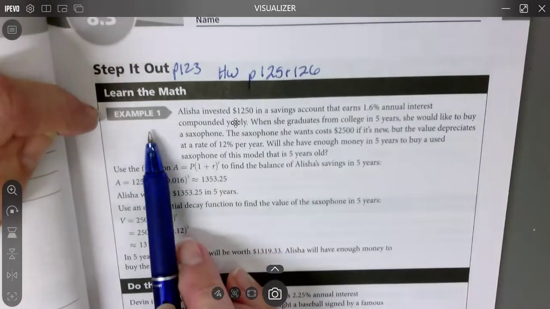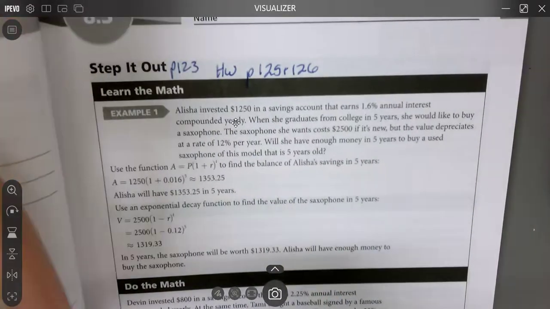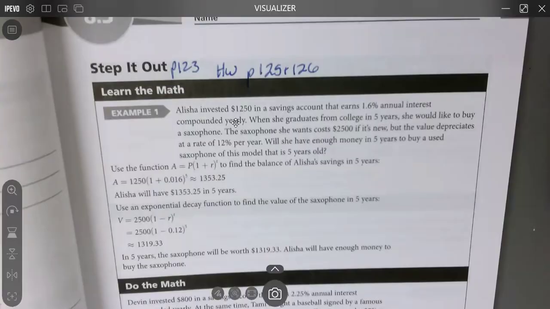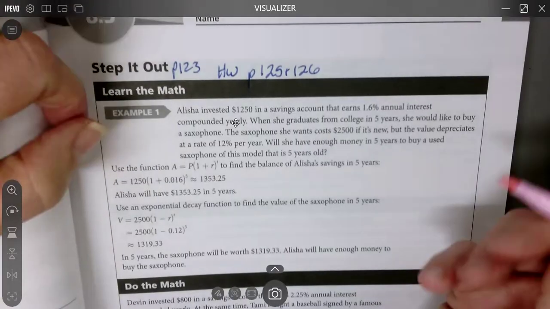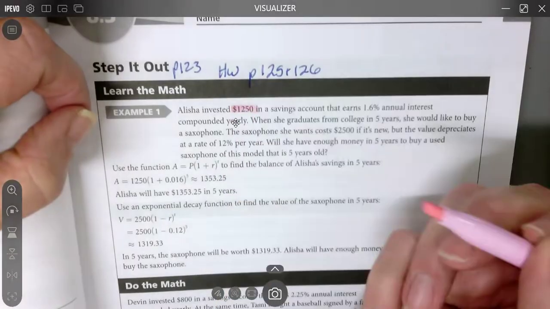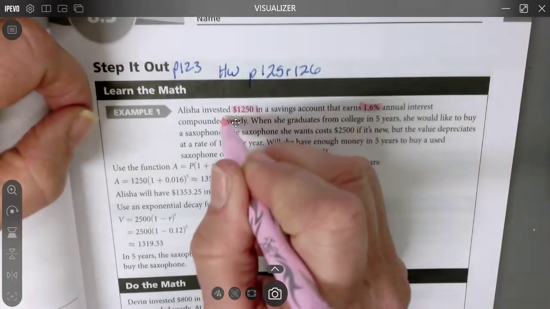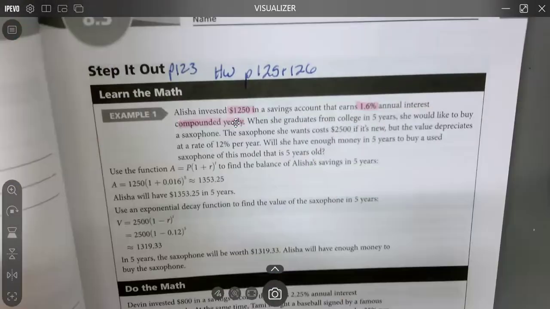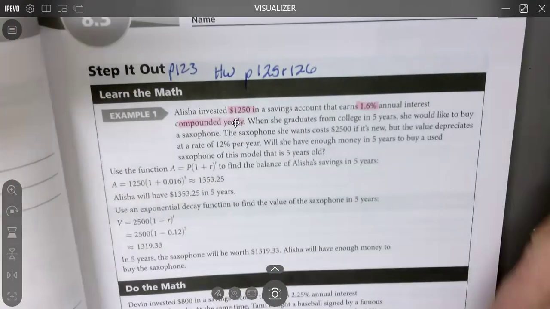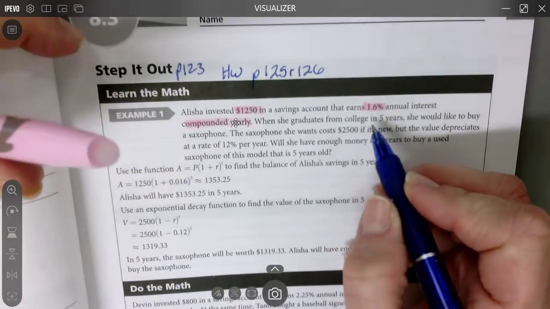Example 1. Alicia invested $1,250 in a savings account that earns 1.6% annual interest compounded yearly. So it's important to know that that's what we started with, that's our rate, and that it is compounded yearly. Let's go ahead and change this 1.6% into a decimal, right?